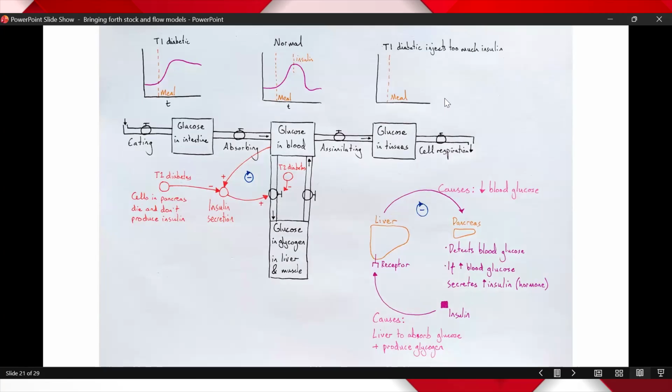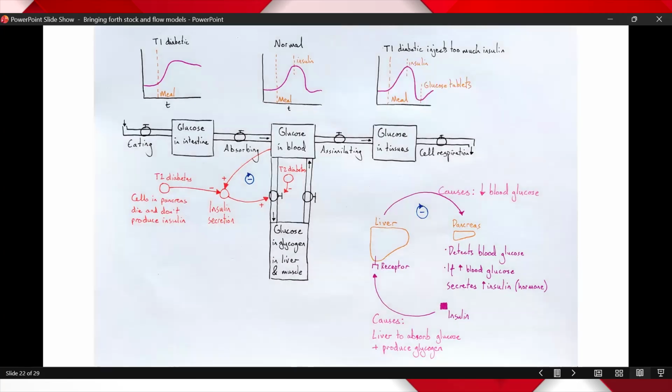Got more graphs. This is my dad, he does this. He injects too much insulin. What would happen? And we talk about it. I'm wary of time. Dana might tell me off if I'm not quick enough.